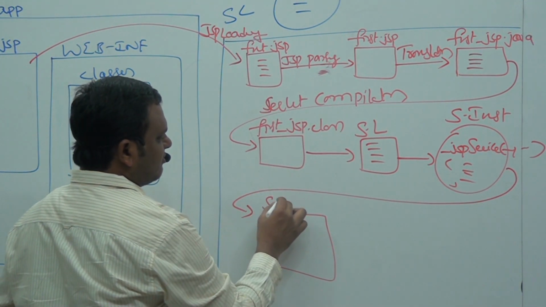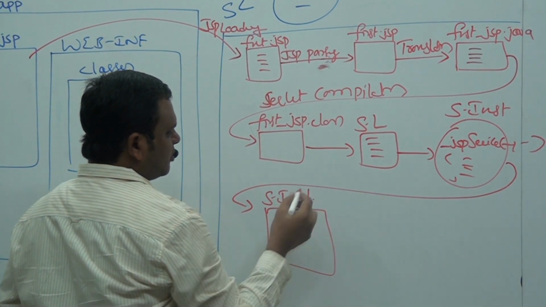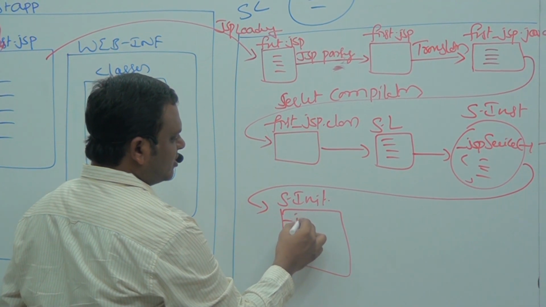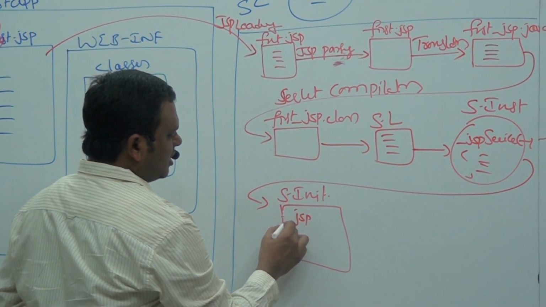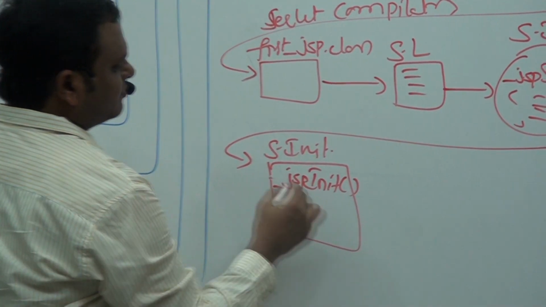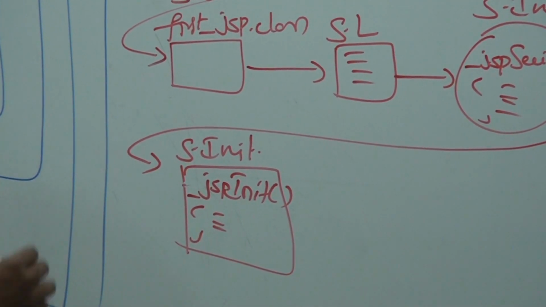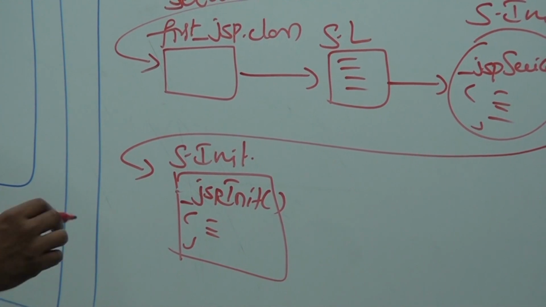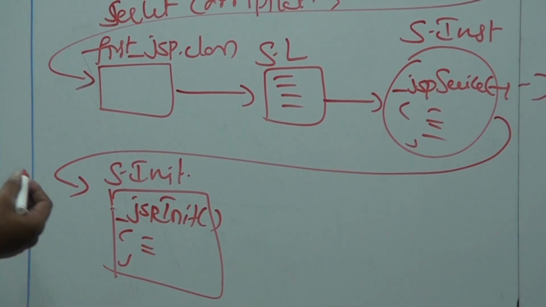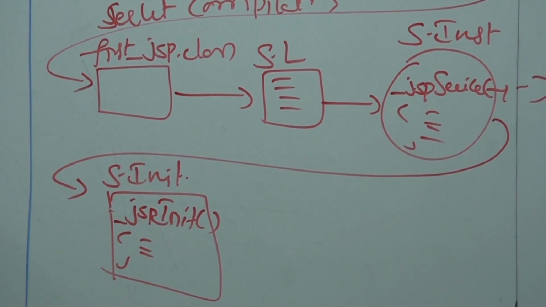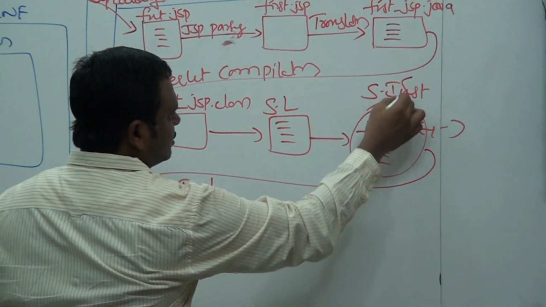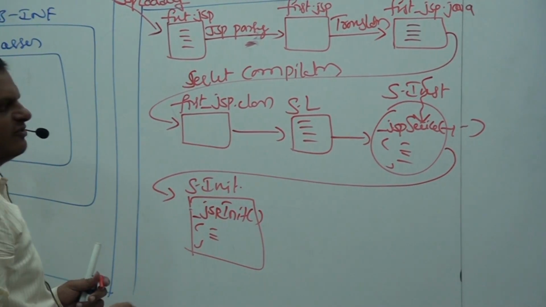Now this is servlet initialization. As part of this servlet initialization, the container will perform which one? The underscore JSP init method will be executed. By the execution of this underscore JSP init method, the required initialization will be performed. Whenever the translated servlet initialization is completed, automatically a thread will be created to execute this underscore JSP service method.